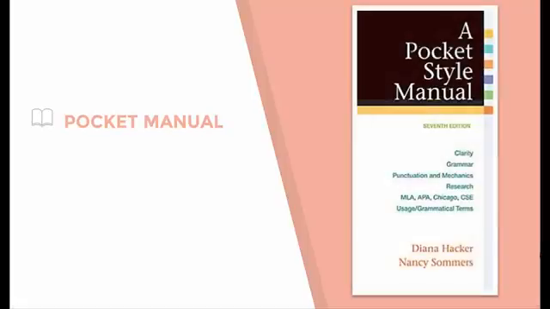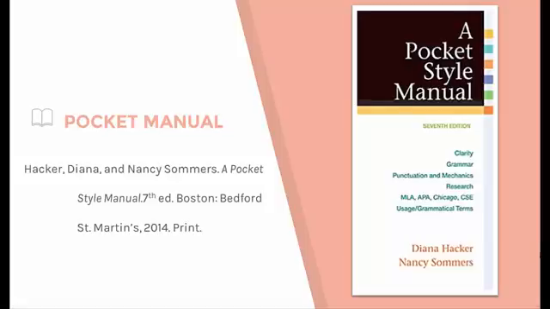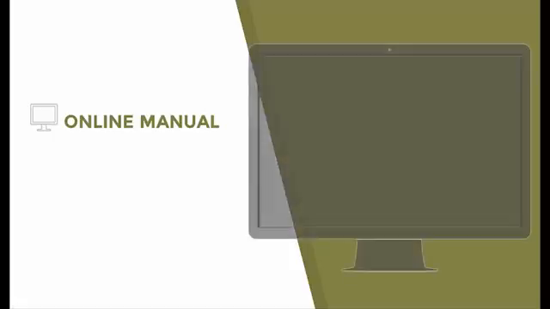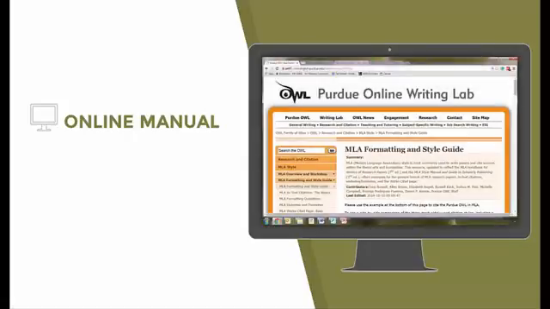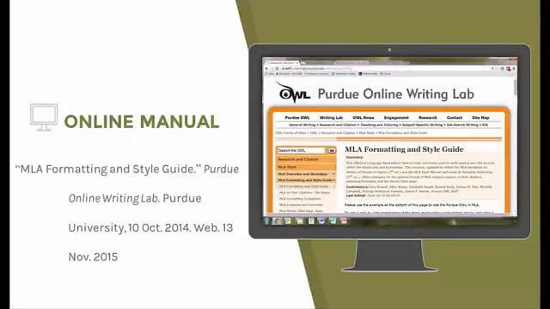For a guide that has a little bit more going on, you could pick up a pocket manual like this one. These are about $20 and definitely worth it because they contain guides not only to MLA, but to APA and Chicago formats, which are other styles that you might use in college. Lastly, we recommend the Purdue OWL website as an excellent online manual where you can find almost everything you'll need to know about MLA Format. You can find a link to this website in the notes below this video.